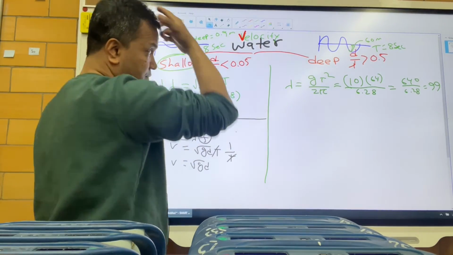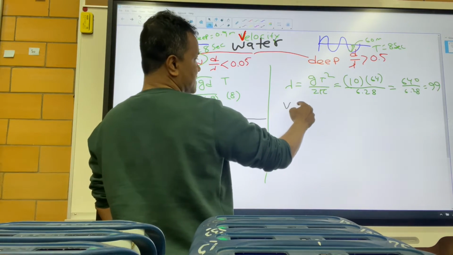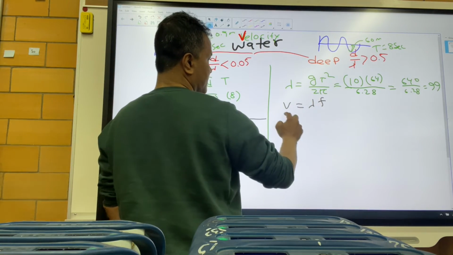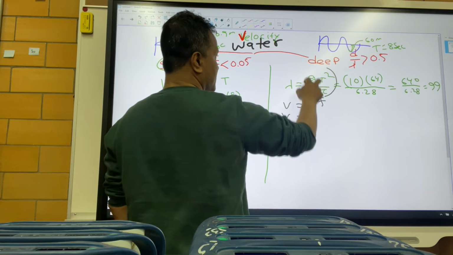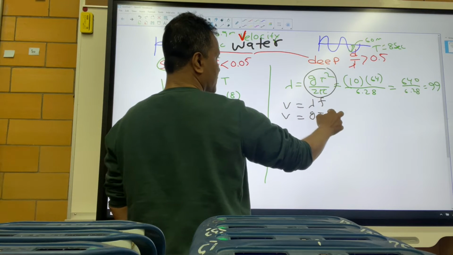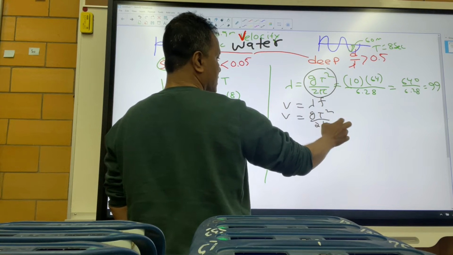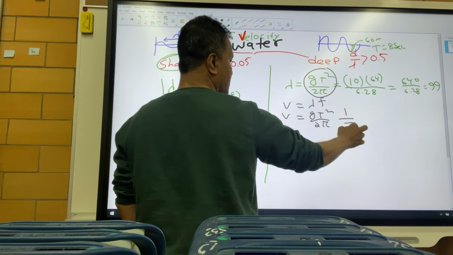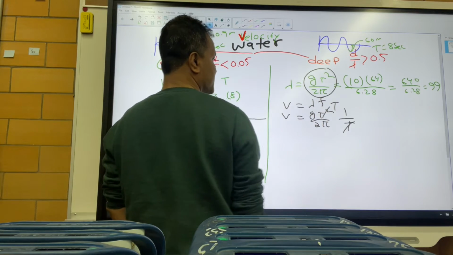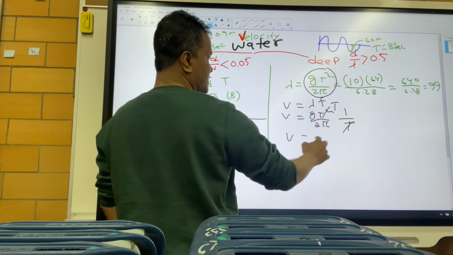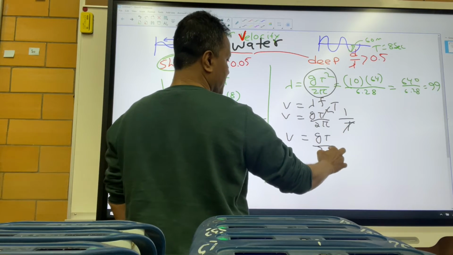Let's see this one. Velocity is lambda times f. Lambda is this one, g t squared over 2 pi, and f is 1 over t. T goes to t squared, t times. So the velocity is g t over 2 pi.